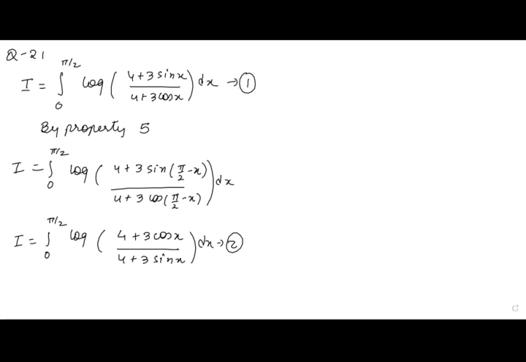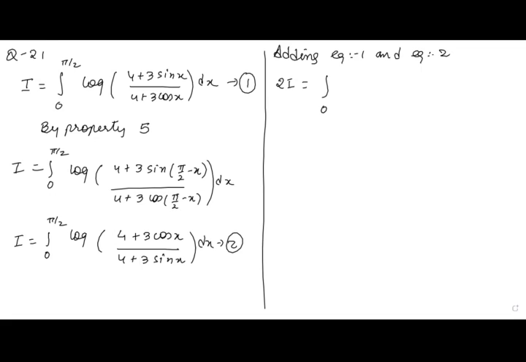Calling this equation 2, adding equation 1 and equation 2, I plus I will give me 2I. Will take common integration as both of them have the same limit, log of 4 plus 3 sin x upon 4 plus 3 cos x plus log of 4 plus 3 cos x upon 4 plus 3 sin x whole dx.